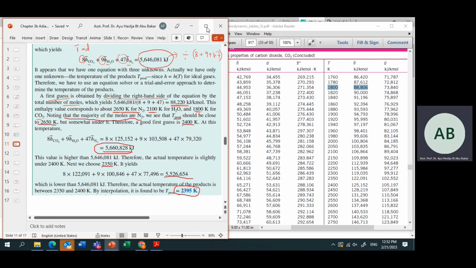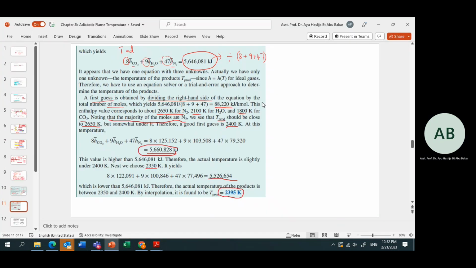So I just want to share with you the alternative method, because if you read through the example in the textbook, it will show this kind of method. Any question?